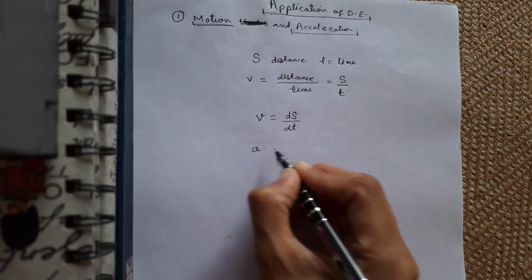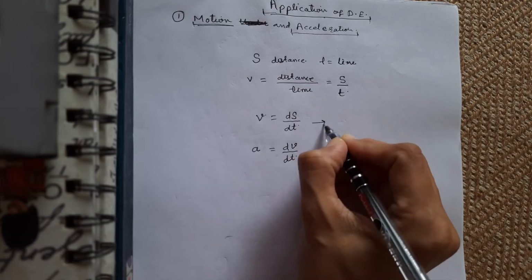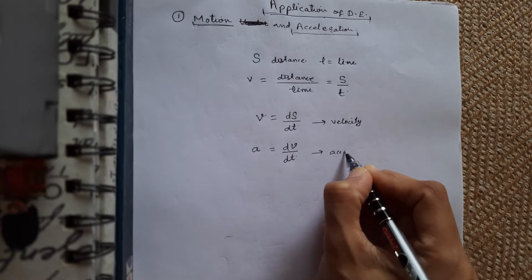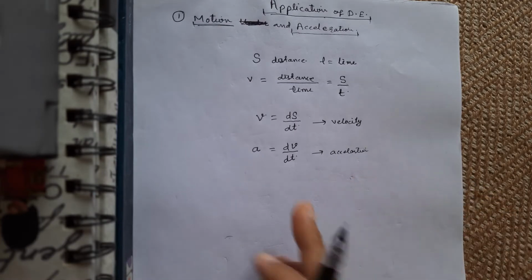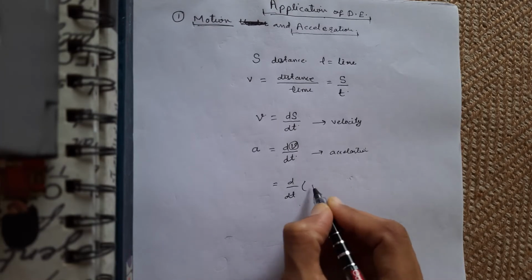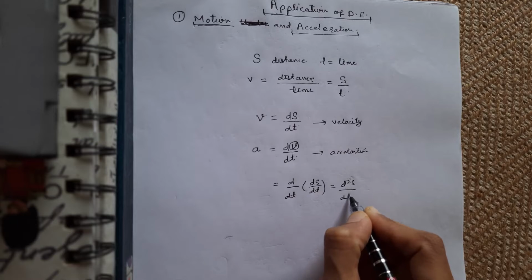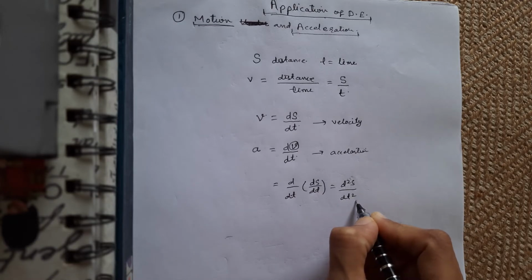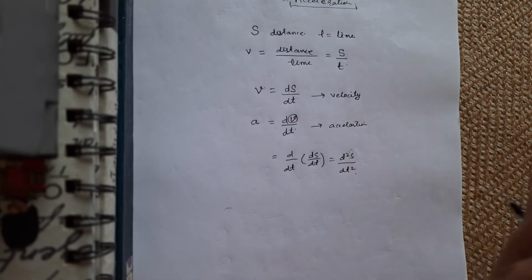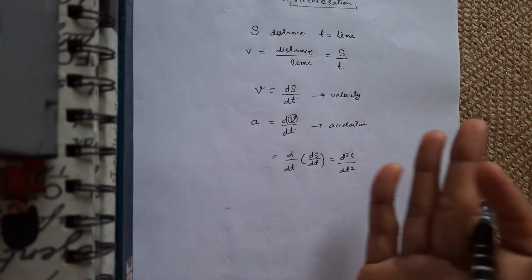Similarly, acceleration a is given by change in velocity with respect to time. So dv upon dt is the acceleration. So this is the velocity and this is acceleration, right? Okay, and if we put the value of v here, then our acceleration becomes d/dt of ds upon dt, which is the second order derivative of the distance, d2s upon dt square, right? So these all are the relationships that we know, and that's how we are going to use the differentiation to calculate velocity or acceleration.